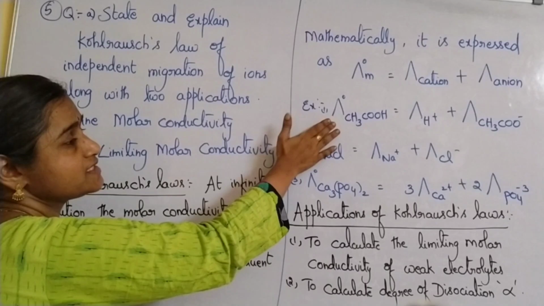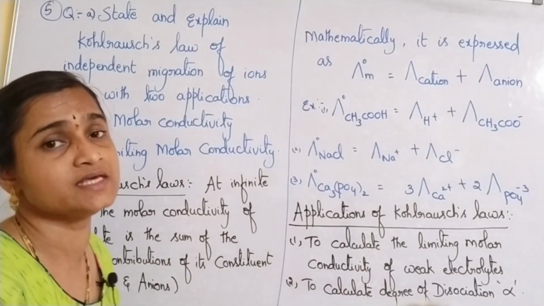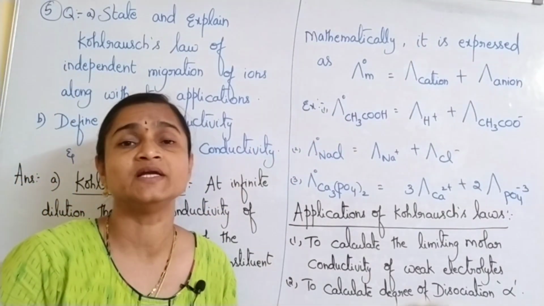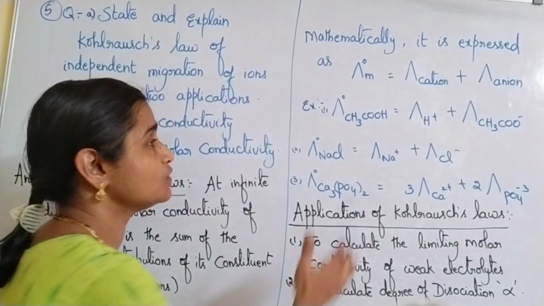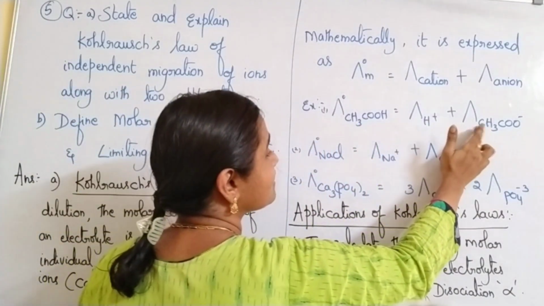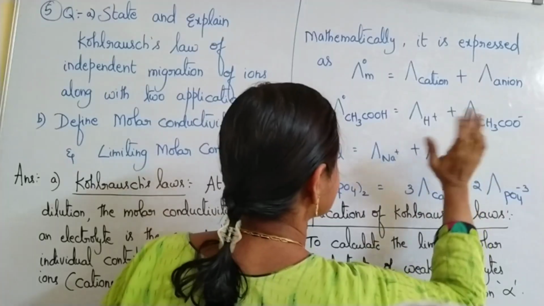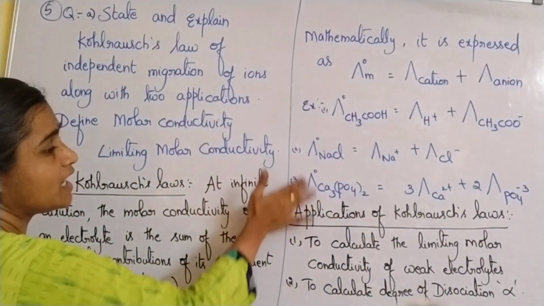Suppose for example, if you take acetic acid, it is CH3COOH. It generally splits into its ions CH3COO minus plus H plus. So cation H plus, lambda of anion, acetate ion. Like that only you can take other examples.